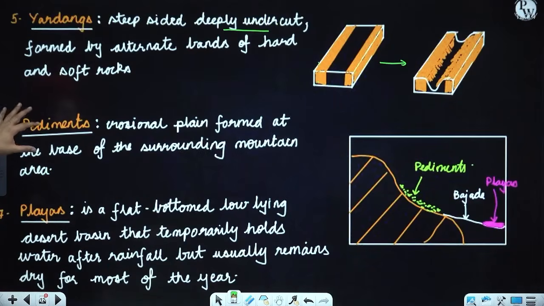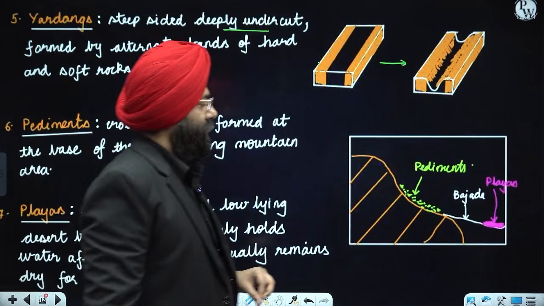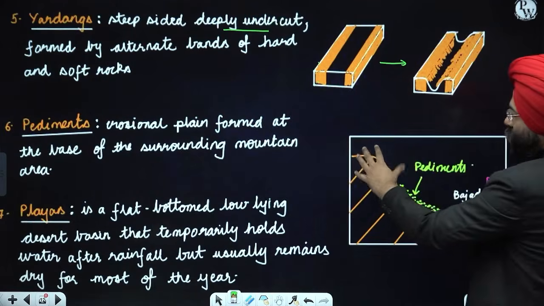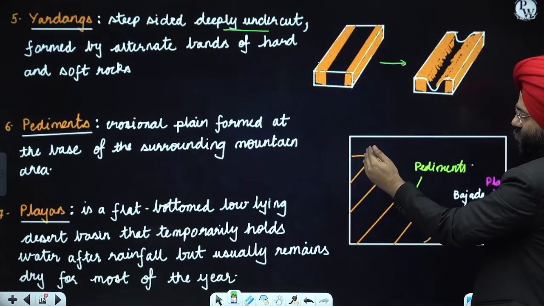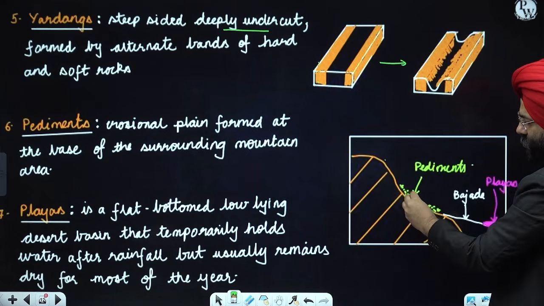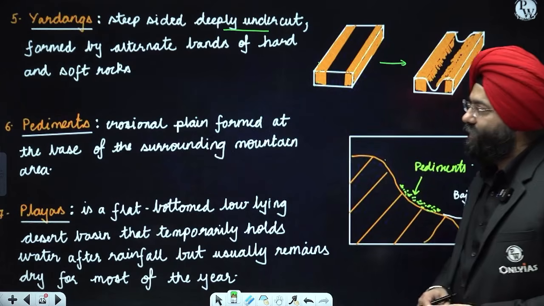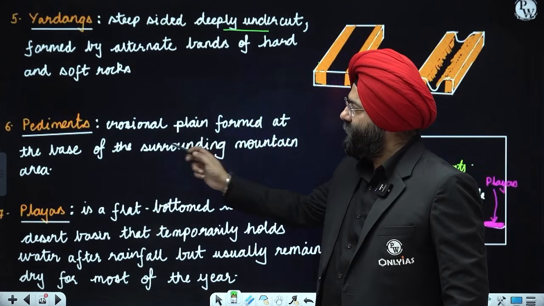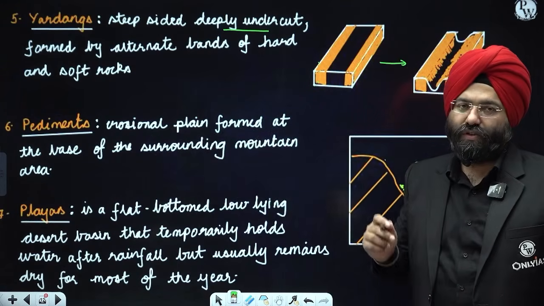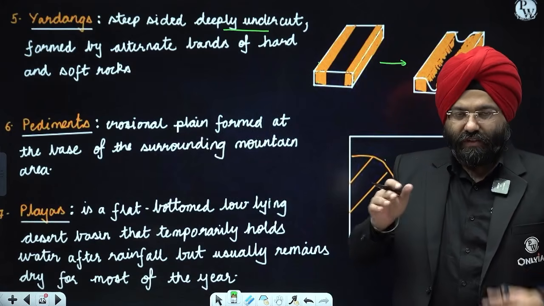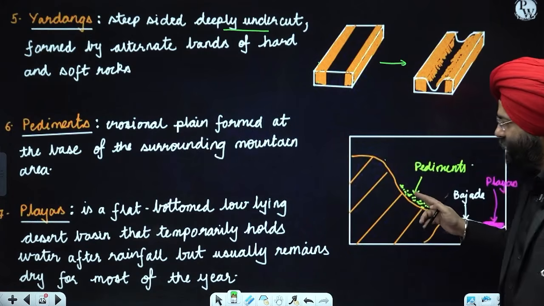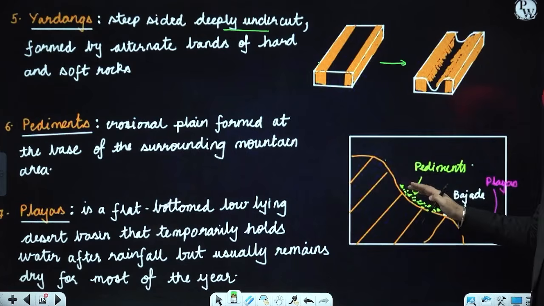Okay. Now these are again two very important words, pediments and playas. Supposing this is a rock structure, a mountainous structure where erosion is taking place and certain fine particles are falling down. Erosional plains formed at the base of the surrounding mountain area, those erosional plains surrounding the mountainous region, are known as pediments. So this is a mountainous region, and due to the erosion, a lot of sediment-like structure is present here. These are known as pediments. I've drawn them also. This green colored structure is the pediment.